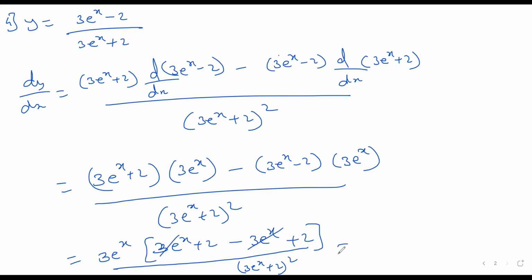This and this will get cancelled. The answer is 4. 4 into 3, 12. E raised to x upon 3 raised to x plus 2 bracket square. Done.